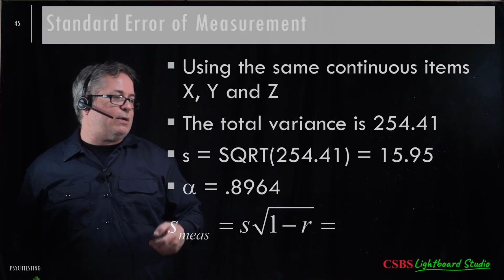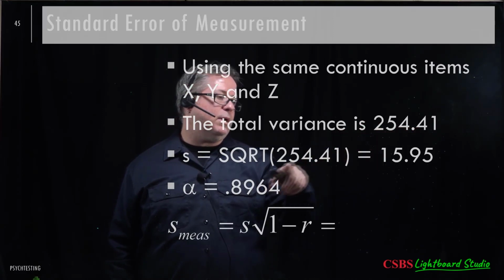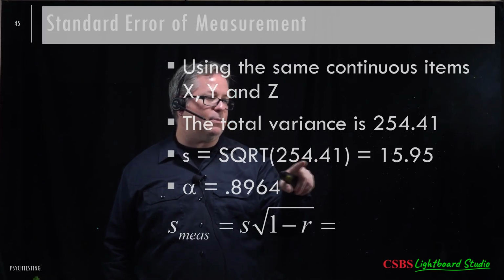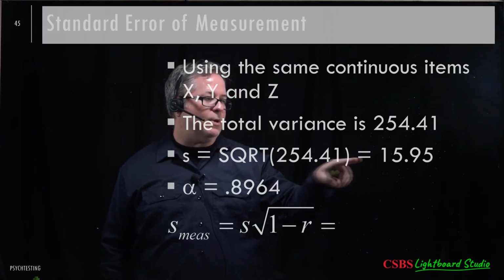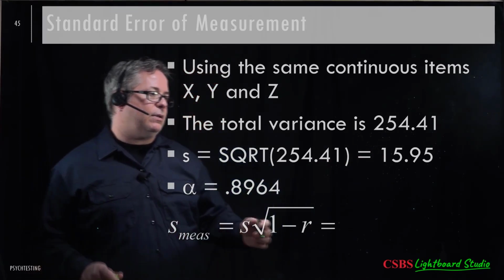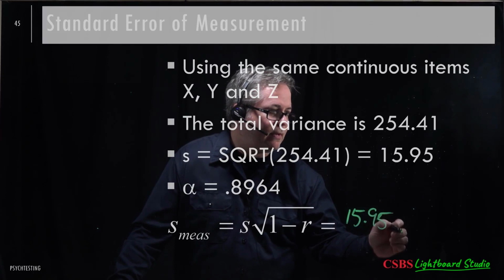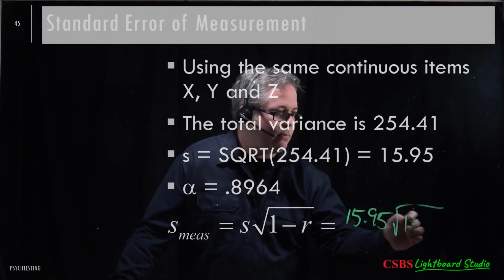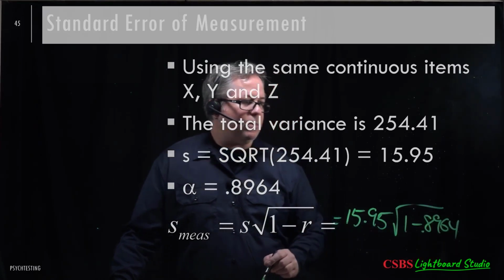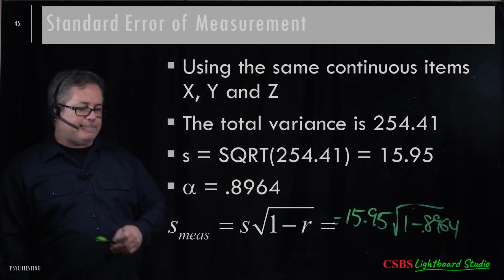So using the same continuous items X, Y, and Z, if we total it up to 254.41, where S is the square root of that 254.41, meaning this is the variance of the composite and this is the standard deviation of the composite. And we know that alpha is 0.8964. We can plug that in: 15.95 times the square root of 1 minus 0.8964. That would tell me, for the composite of x plus y plus z, what the standard error estimate would be. So what is that?